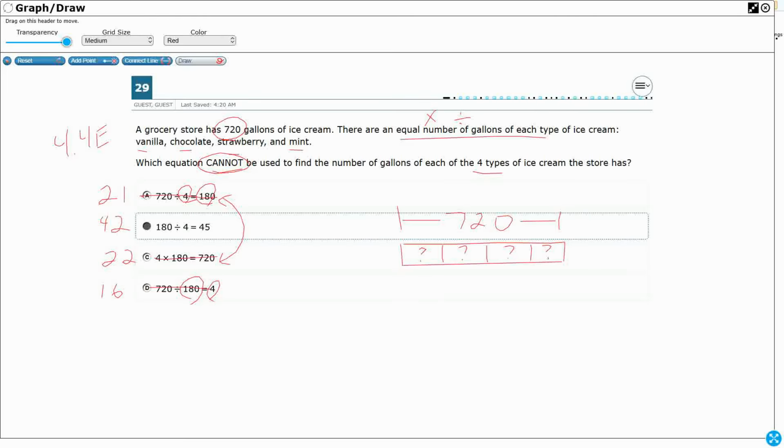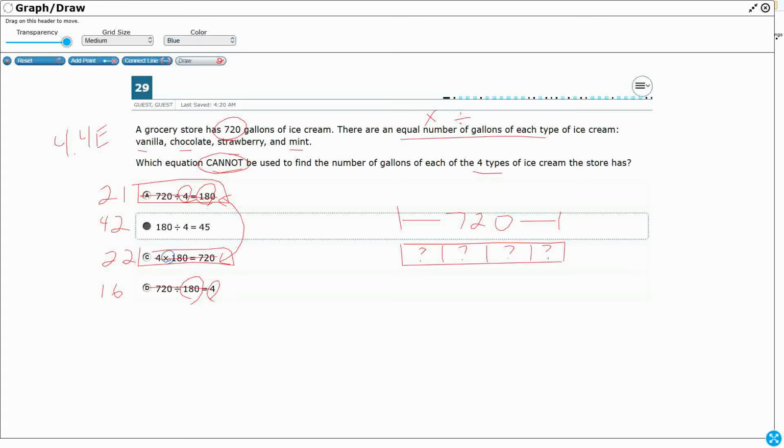This "cannot" might have messed some students up. They might have seen this first one. Whenever you see a "cannot," the first one is probably going to work. And students that don't read will get stuck on A, so that probably trips some people up. C might have tripped some people up because it's the only one that's multiplication, and they're thinking, oh my goodness, you can't multiply. This is a division problem. Divide, divide, divide. So they chose the one that is multiplication.